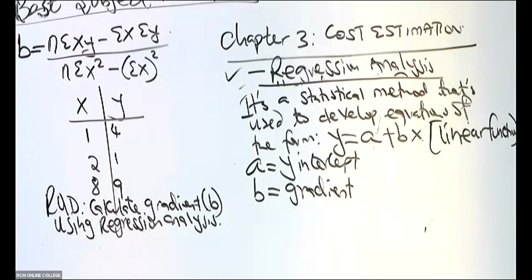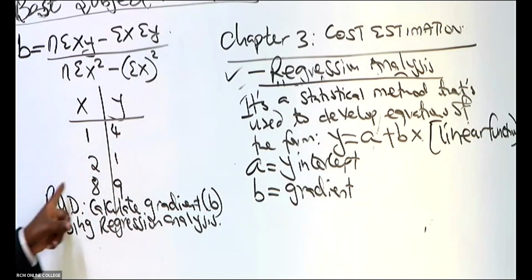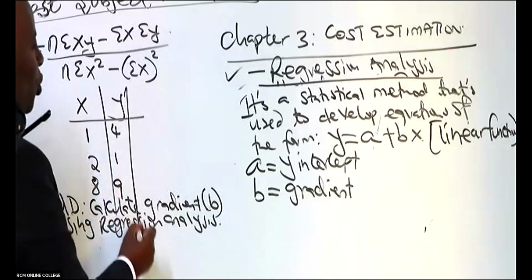Let me ask you a question. From the data set given here, what is our N? N is the number of points, and there are how many? 3. Because a point is an XY coordinate: point 1, point 2, point 3. So N is 3. Now, for me to be able to get this B, I will need 2 extra columns.